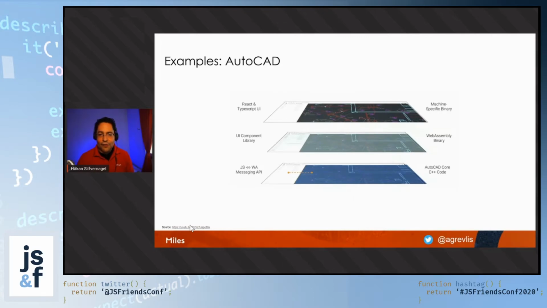And this is also a good example of separation of concern. So what you have here is that your front-end developers can focus on the React and TypeScript, whereas the C++ developers can focus on the existing Autocad core functionality.